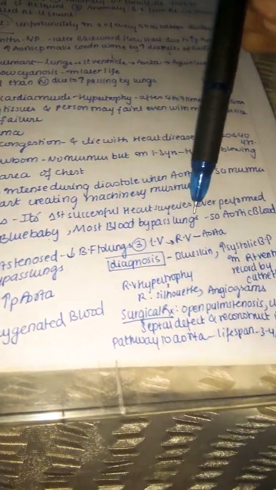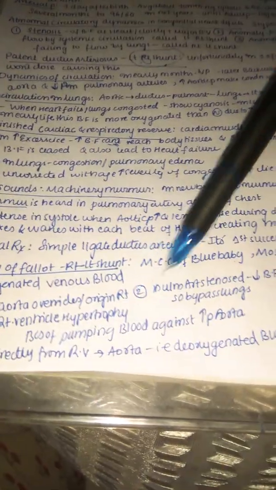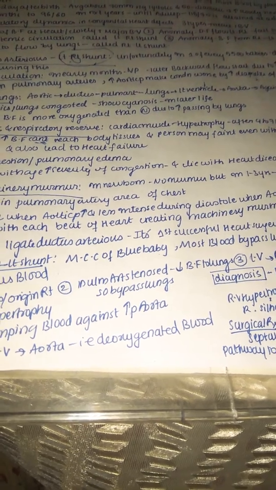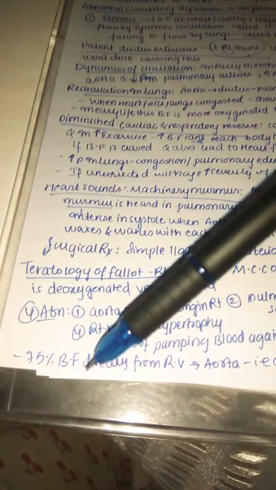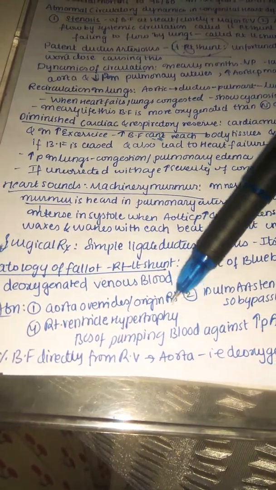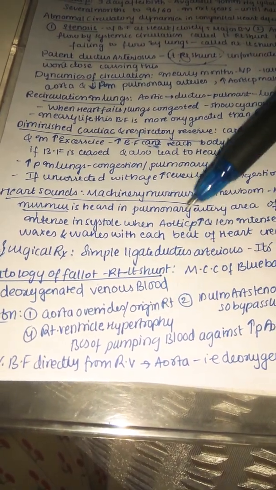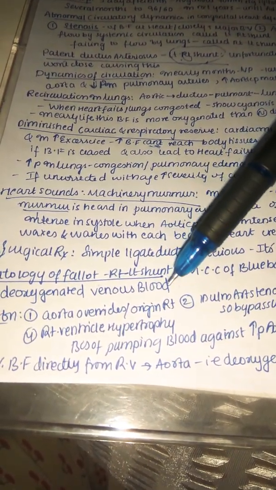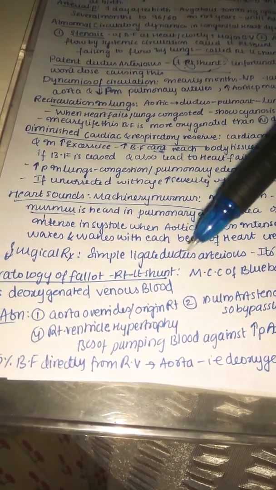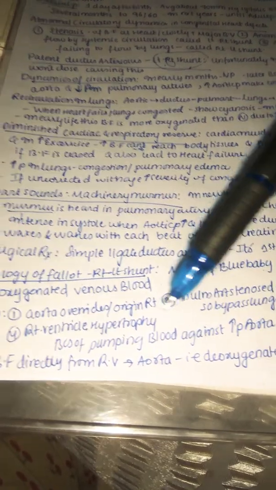So most blood bypasses the lungs, so the aortic blood is deoxygenated venous blood. As the blood is now deoxygenated, whichever blood goes into the aorta is also deoxygenated venous blood. Four abnormalities are seen here. First, the aorta overrides, or originates towards the right side. This is very abnormal. Normally, the aorta should originate at the left side of the heart, but here the aorta is towards the right side. Then you can imagine the blood coming directly from the right atrium to the right ventricle. From the right ventricle, it goes directly into the aorta, meaning the deoxygenated blood is entering directly.